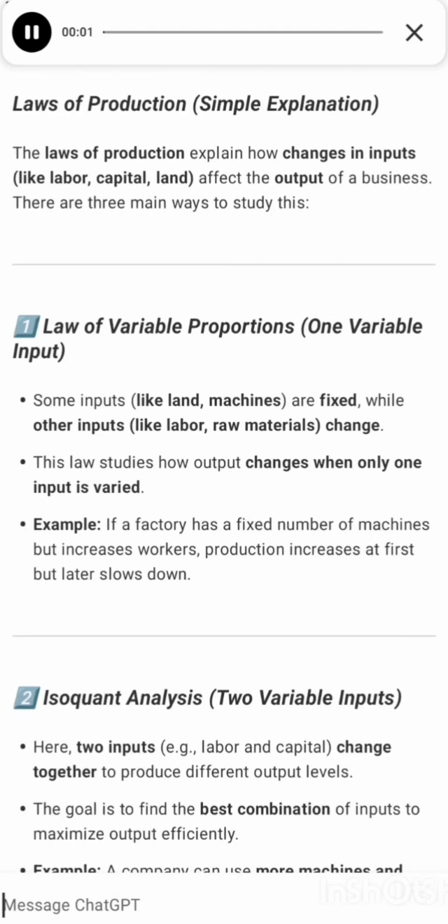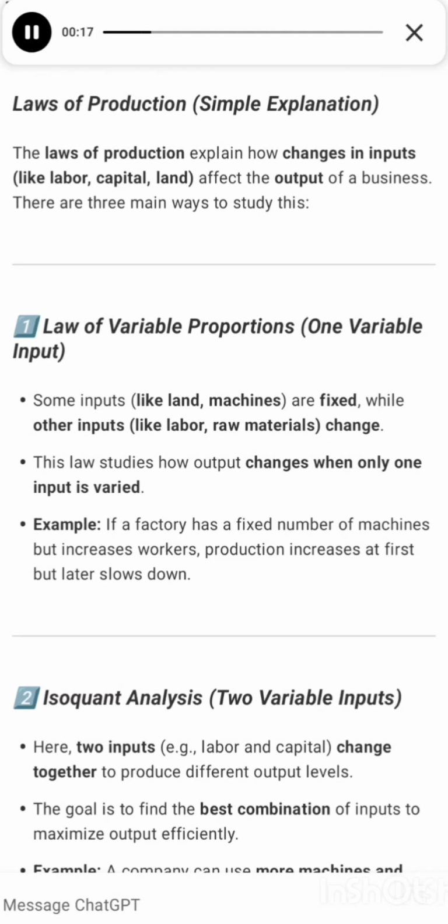Laws of production, simple explanation. The laws of production explain how changes in inputs, like labor, capital, land, affect the output of a business. There are 3 main ways to study this. 1. Law of variable proportions, 1 variable input.